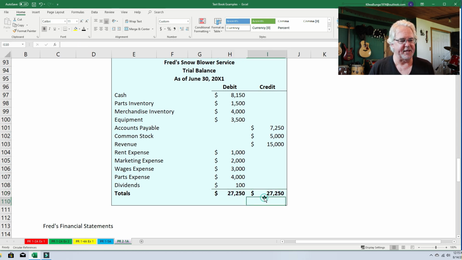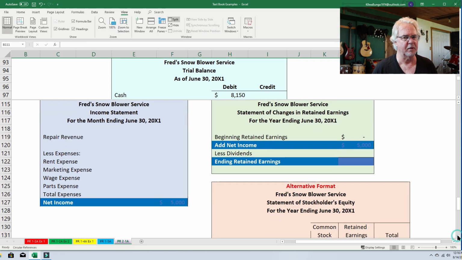And the most important thing is it balances. So that means we're probably doing a good job. It doesn't guarantee we're doing a good job, but we probably are. So now we're going to come down to the financial statements. All we're going to do is take information off this trial balance and put it on the financial statements. So I'll scroll down and we'll get all set up.